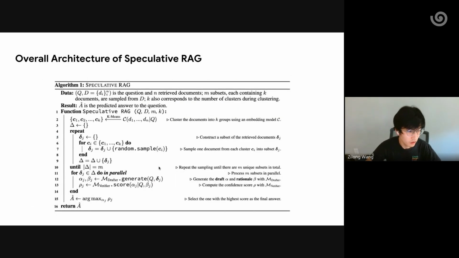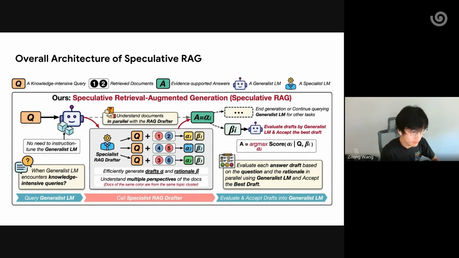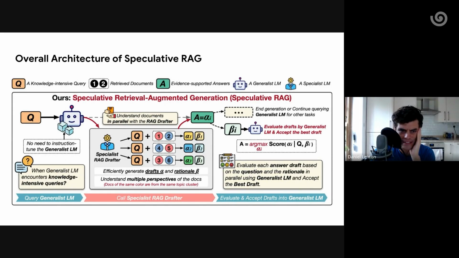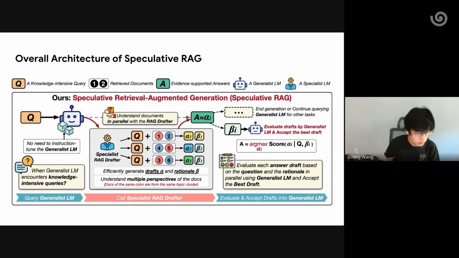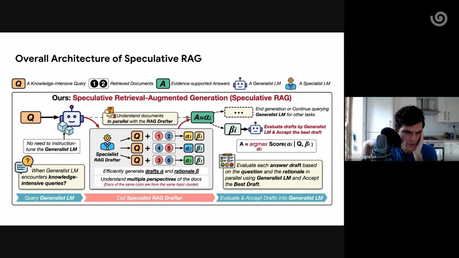This is some pseudocode. Very quick question there, sorry. Sure. Is the question exactly the same then? So the question you ask the generalist LM, you pass on exactly the same unmodified question to each of the specialist RAG drafters, basically. Yeah. So when the generalist encounters knowledge-intensive queries, but when you say it goes to the generalist first, what does the generalist do at the beginning then? Why does it not just go immediately to the specialists, and then the generalist assesses them? What does the generalist do at the very beginning?